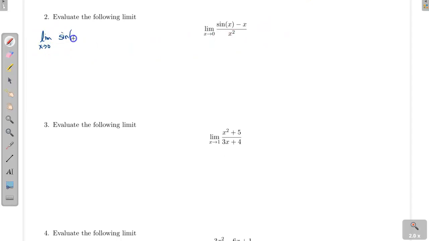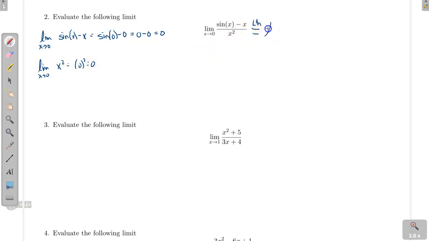Right, so in question 2, to the side, limit as x approaches 0 of sine of x minus x. That's sine of 0 minus 0. Sine of 0 is 0, and we get 0. Limit as x approaches 0 of x squared. We plug in 0, we get 0. So we can do L'Hopital's rule.